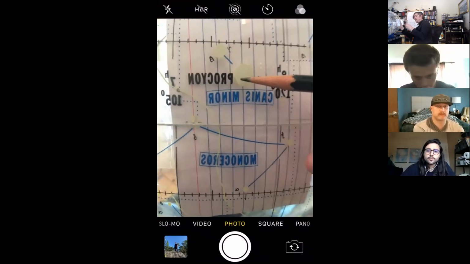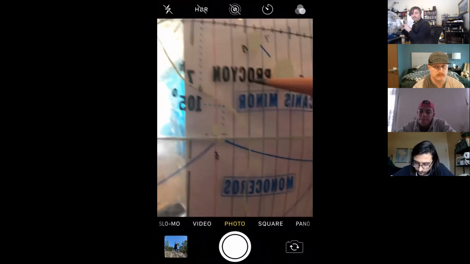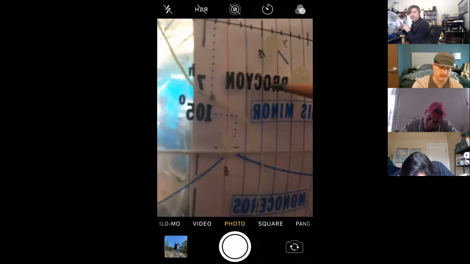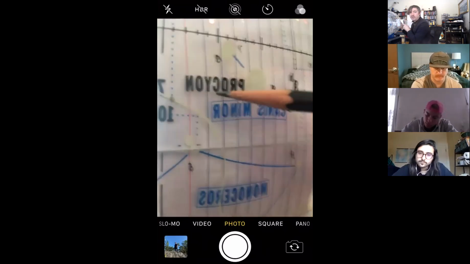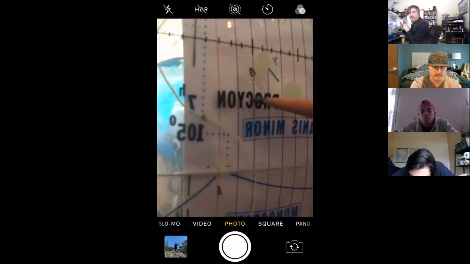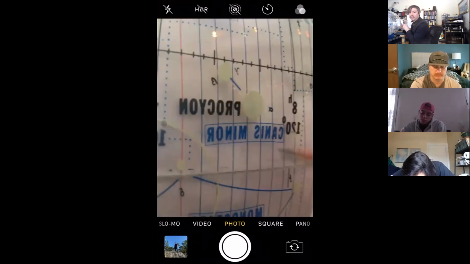Procyon. Here's a hint with pronunciations. In Latin, there were no soft C's. Like ciabatta bread, you wouldn't say that in Latin. Latin C's were like K's. So, Procyon. And that's Canis Minor.